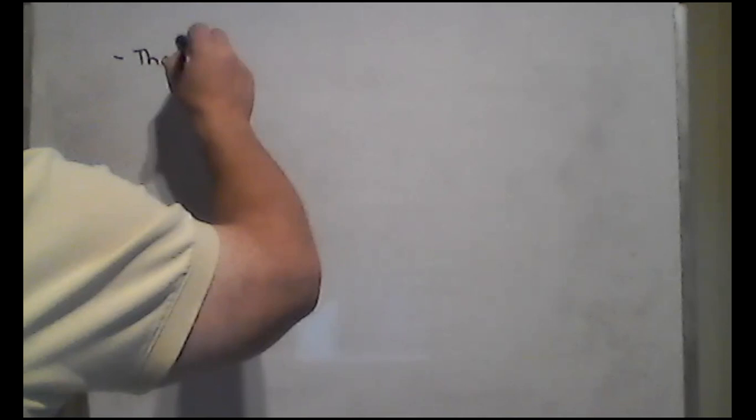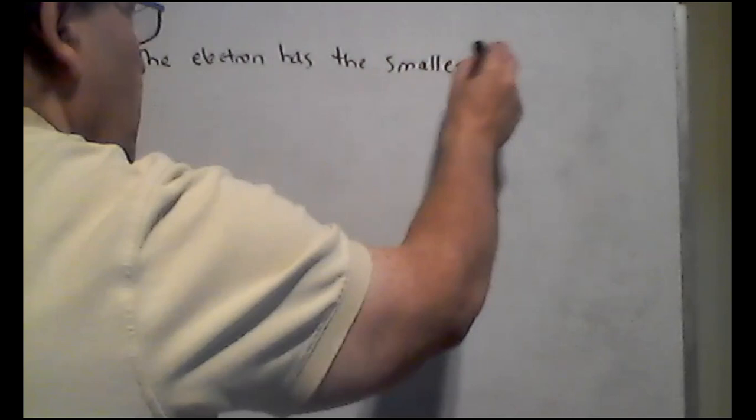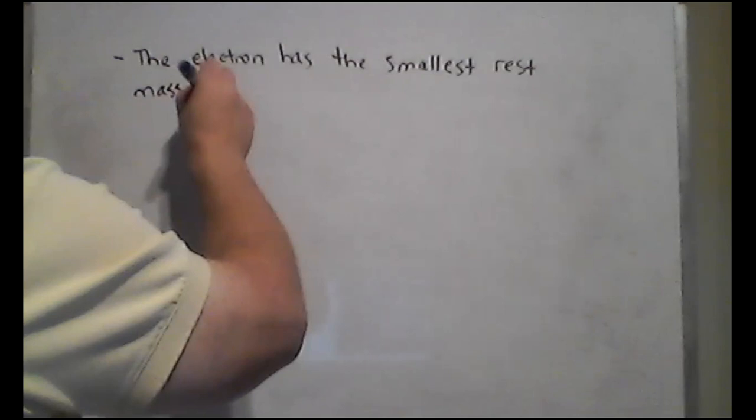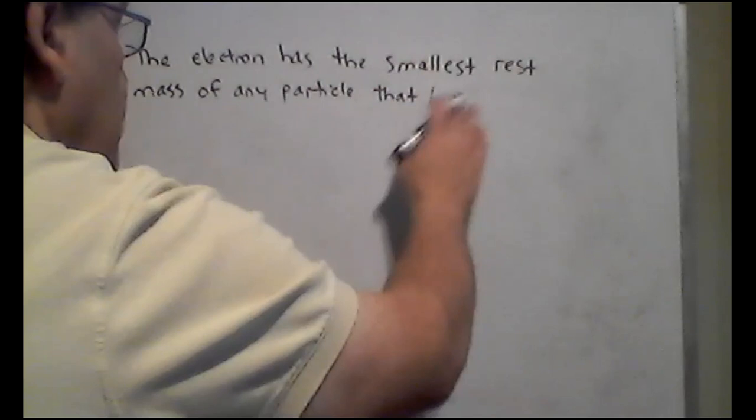So the electron has the smallest rest mass of any particle that has a rest mass. That's the smallest rest mass that's known. We don't know anything smaller.